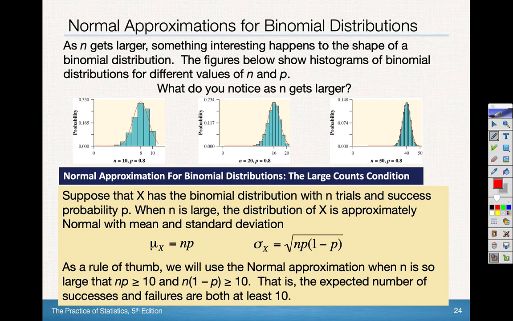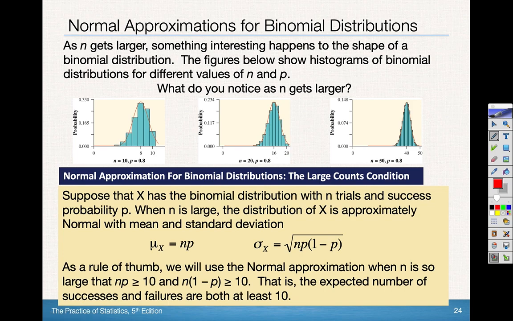Essentially, you are going to use normal calculations, but use the mean for the binomial and the standard deviation for the binomial. Now, here's the rule of thumb. This is the "when do I use normal approximation" rule.